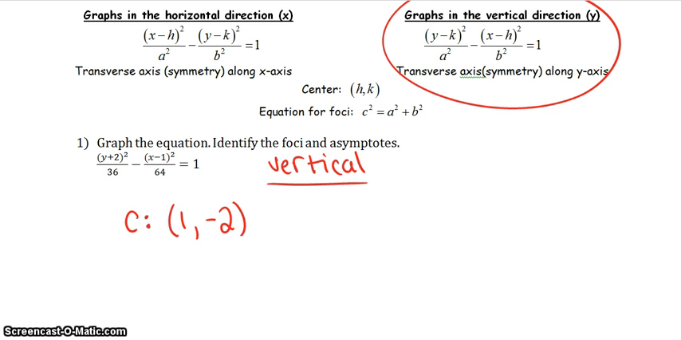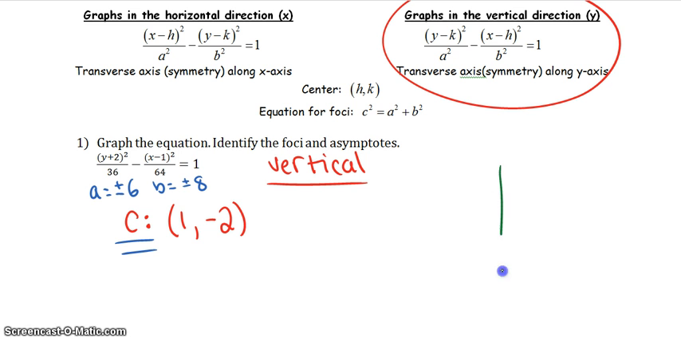Once we find our center, I always like to find my a and b so I can figure out my box, or how far my points are going to be from my center. Since your x-coordinate is what's being subtracted, that's your b this time. B is the square root of your denominator, which is plus or minus 8. Your a value is not necessarily the bigger number like it was in the ellipses. It's whatever the positive fraction is, which is the y term this time. So our a is the square root of 36, since that's a squared, so it's plus or minus 6.